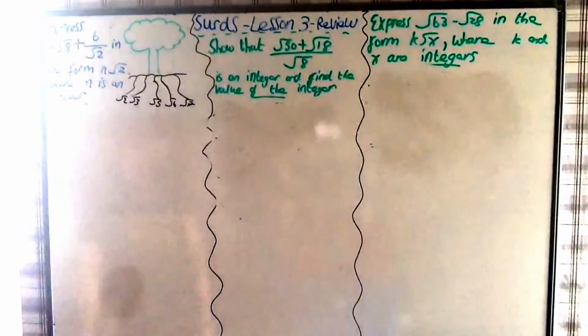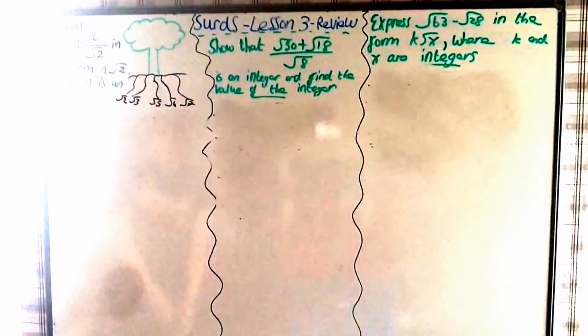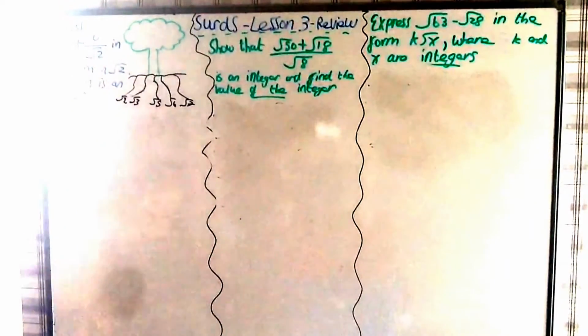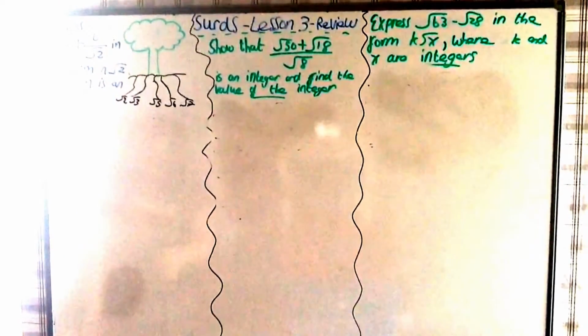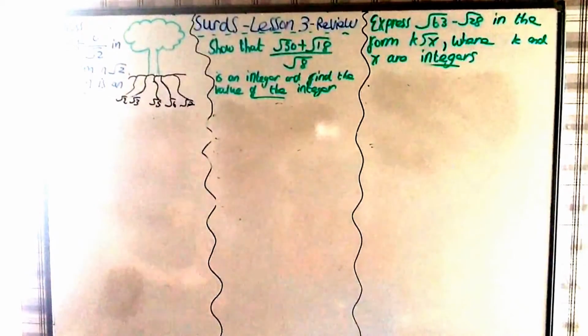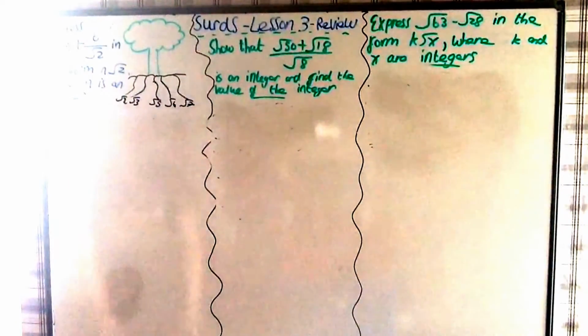So let's get started with this question, and it says express 5 root 8 plus 6 divided by root 2 in the form n root 2, where n is an integer. Now if you're not sure, an integer just means a whole number.